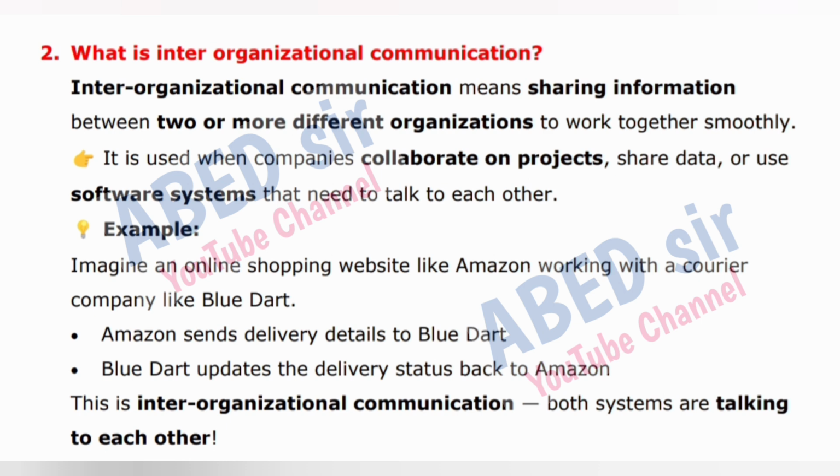Example: imagine an online shopping website like Amazon working with a courier company like Blue Dart. Amazon sends delivery details to Blue Dart. Blue Dart updates the delivery status back to Amazon. This is interorganizational communication. Both systems are talking to each other.